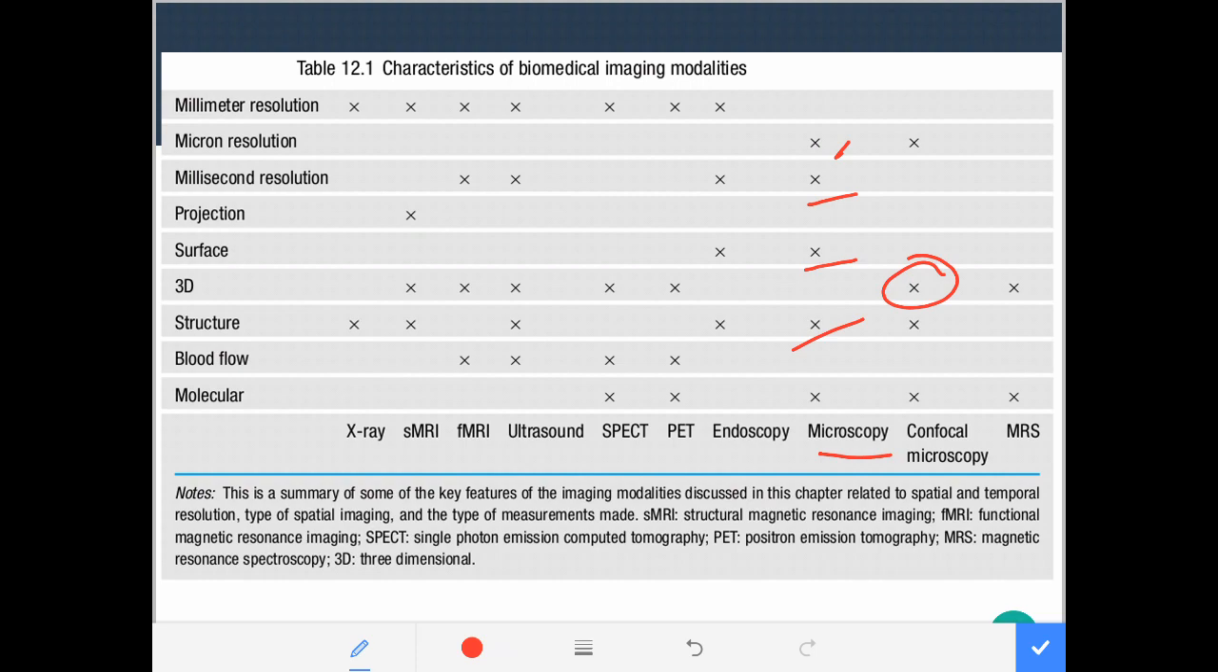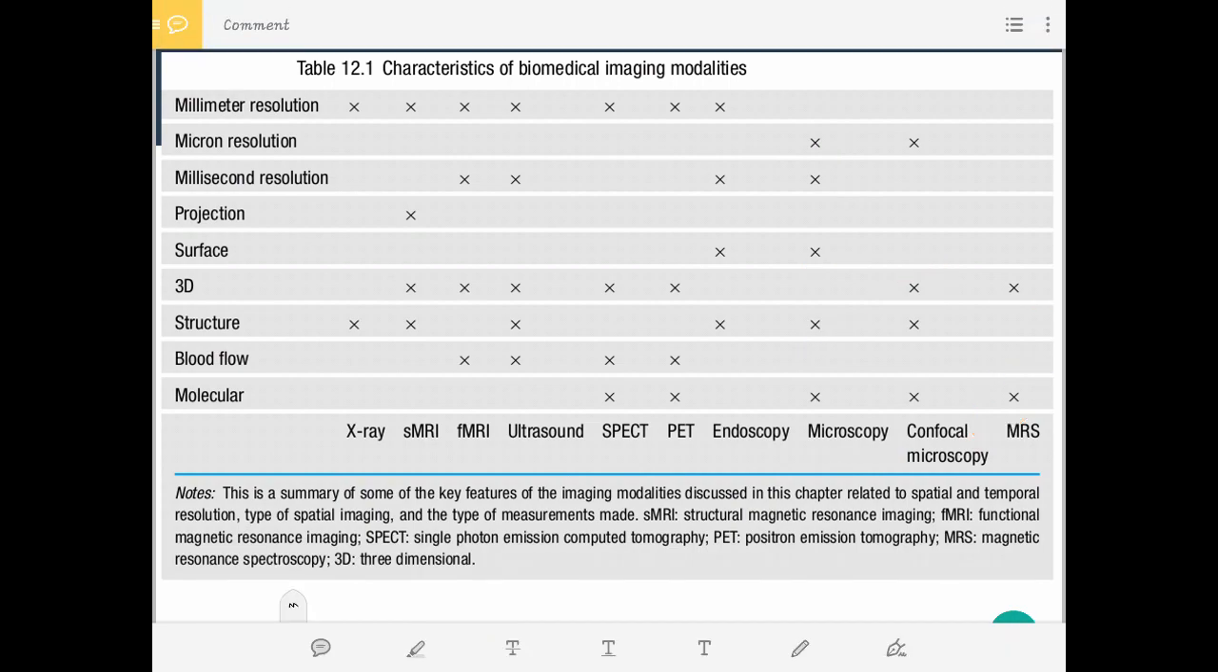And then MRS, magnetic resonance spectroscopy. Well, it's actually similar to MRI, but it's more of a spectroscopic value, so it's 3D and at a molecular level. Unlike your MRI, which is more geared towards larger structures, MRS is more molecular in scope.